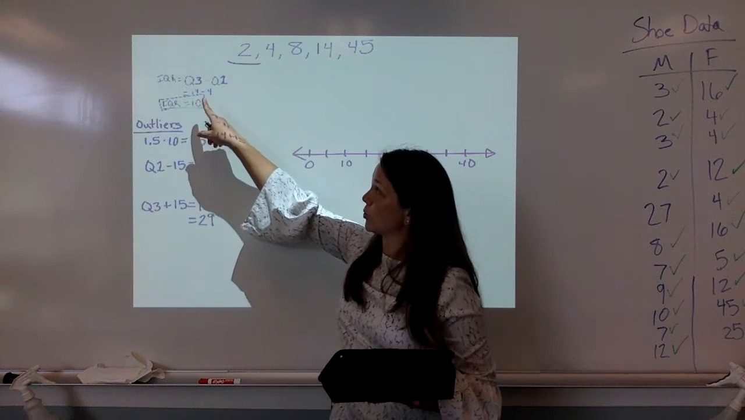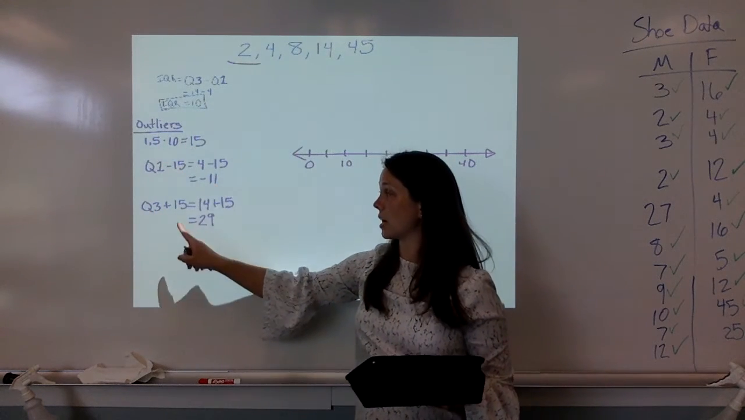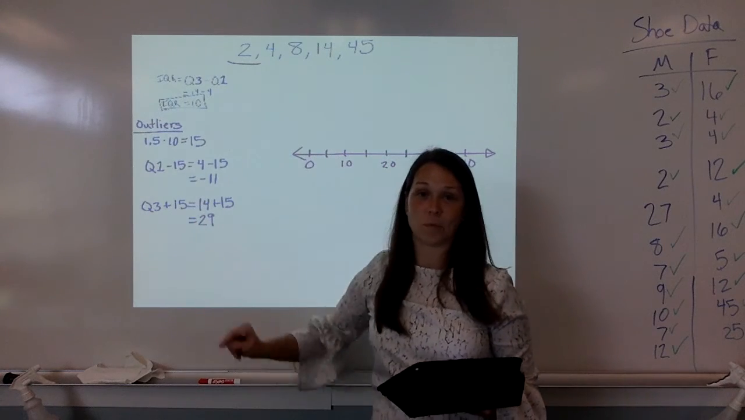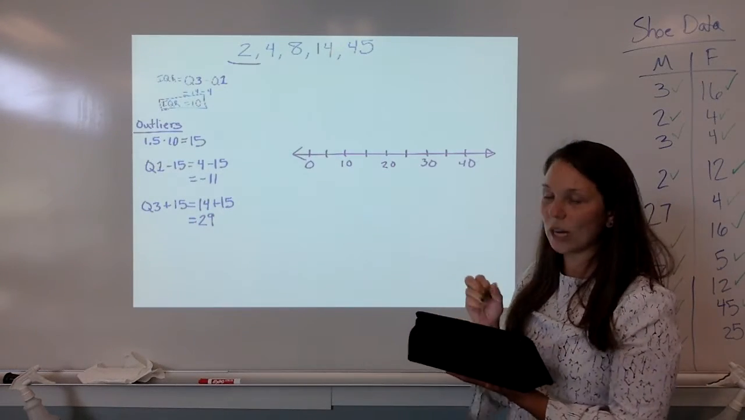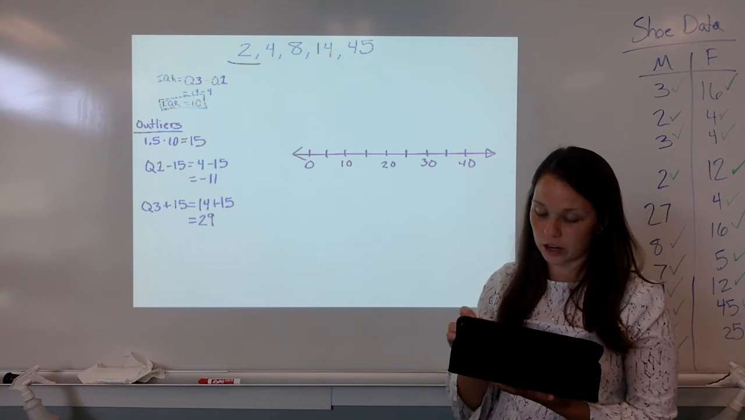My interquartile range was 10. Times that by 1.5, I get 15. Q3 plus 15 gives me 29. What this is doing is creating these fences, if you will. I like to refer to them as fences or barriers.